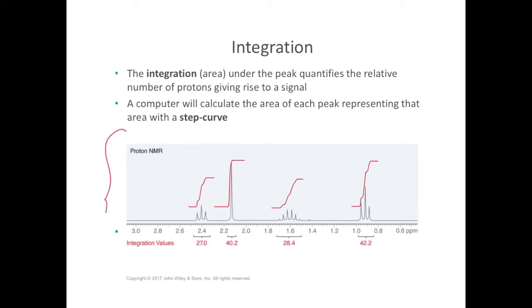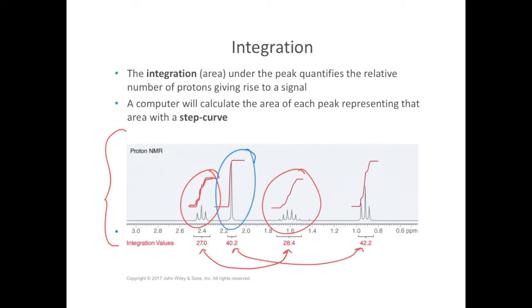This shows an example spectrum where a step curve is measuring the area under each peak. So if we look at these integration values, these are approximately the same, and these are approximately the same. So the signal here and here, those two signals represent the same number of protons, whereas the signals here and here also represent the same number of protons.